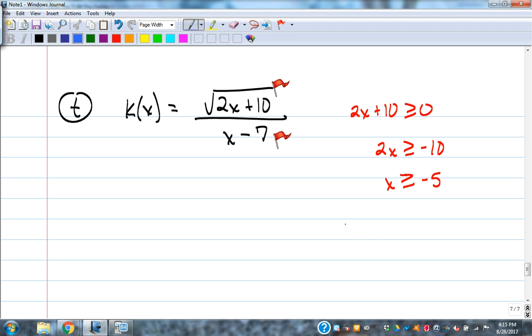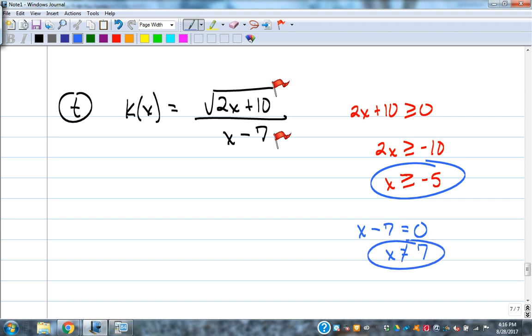The denominator, what do we do for that? At x minus 7, we do what with it? Set it equal to 0. So x can't be 7. That's what that boils down to. So our domain is the combination of these two things. We've got x's that are greater than or equal to negative 5, but then 7 can't be that. Is 7 greater than negative 5? Yeah, so it's in that spot.